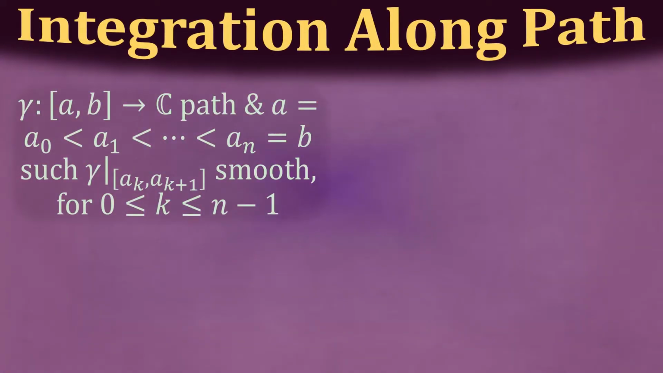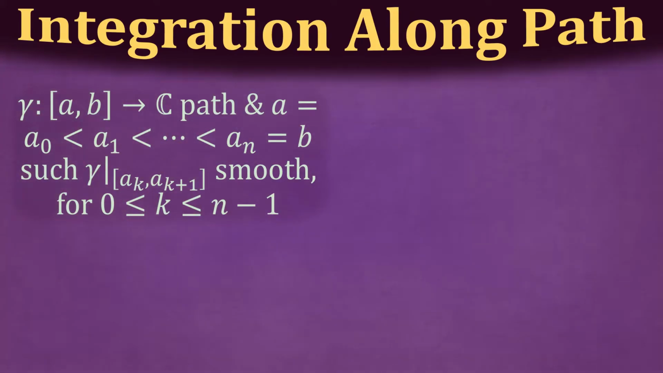Let gamma from [a, b] to the complex numbers be a path, and let a equal a0 less than a1, all the way up to an, which is equal to b, such that gamma restricted to [ak, ak plus 1] is smooth for k between 0 and n minus 1.